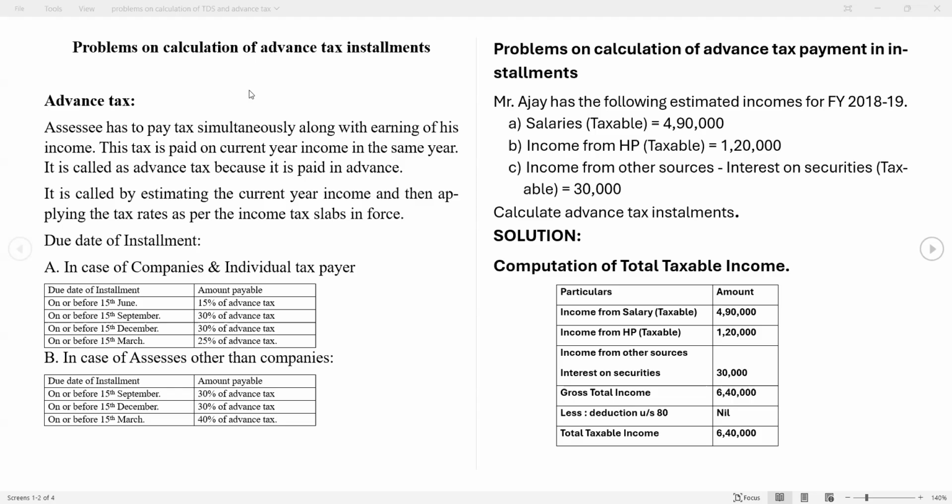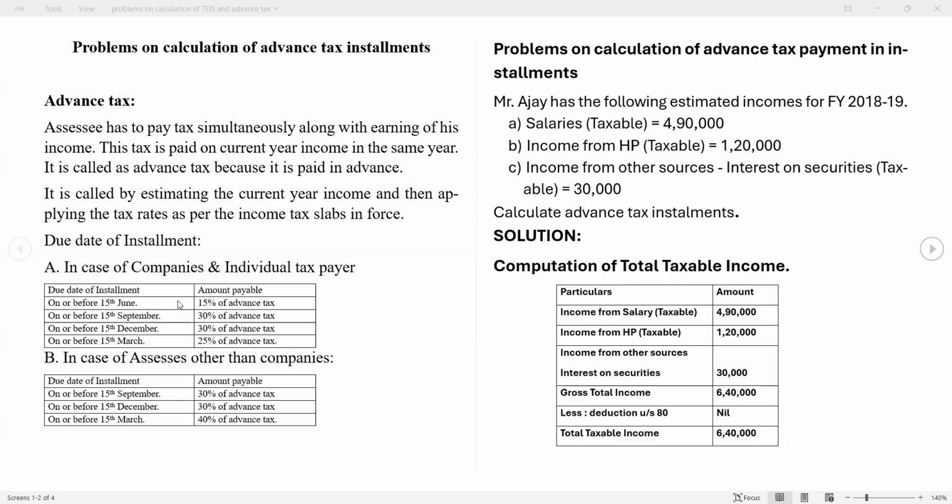In the last class, I discussed the concept of tax deducted at source, where we worked out one problem on calculation of TDS for different transactions. In this class, let us discuss another important concept, advance tax. Very simple, I'm going to tell you. Advance tax is nothing but tax payable by the assessee on his total taxable income for the given year. On his income, he is going to calculate the total tax liability. Whatever the total tax liability that he has to pay will be payable in four quarterly installments.